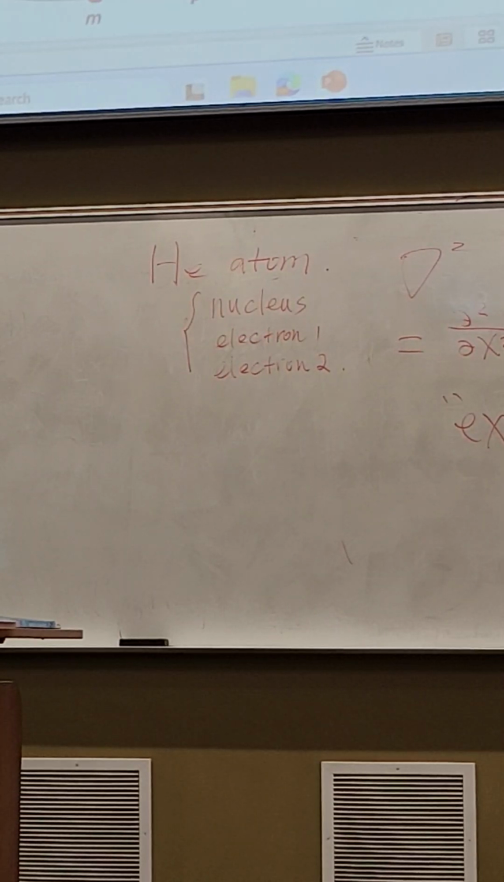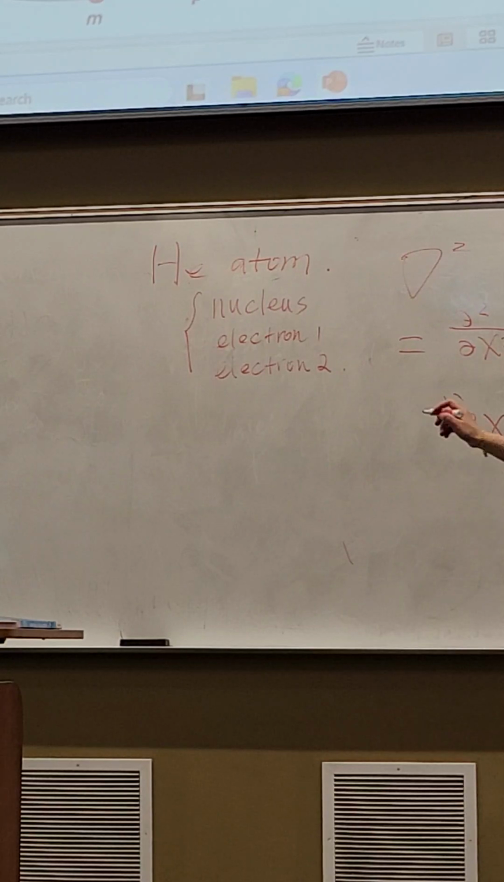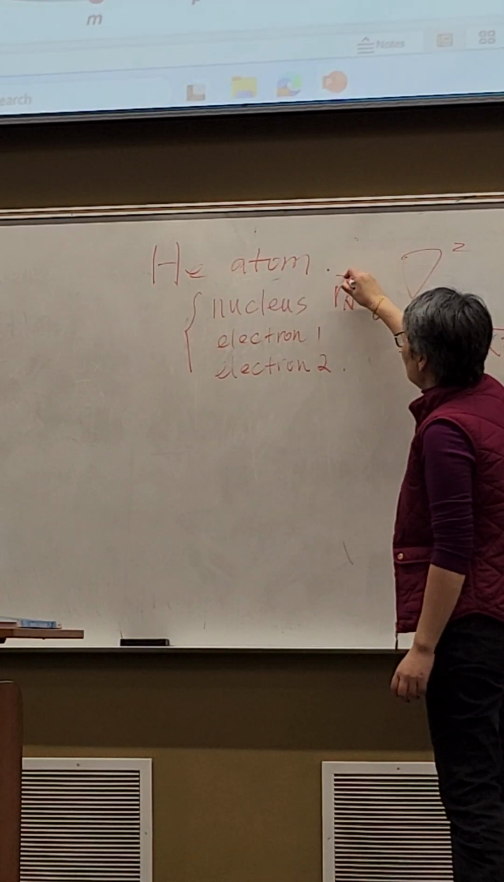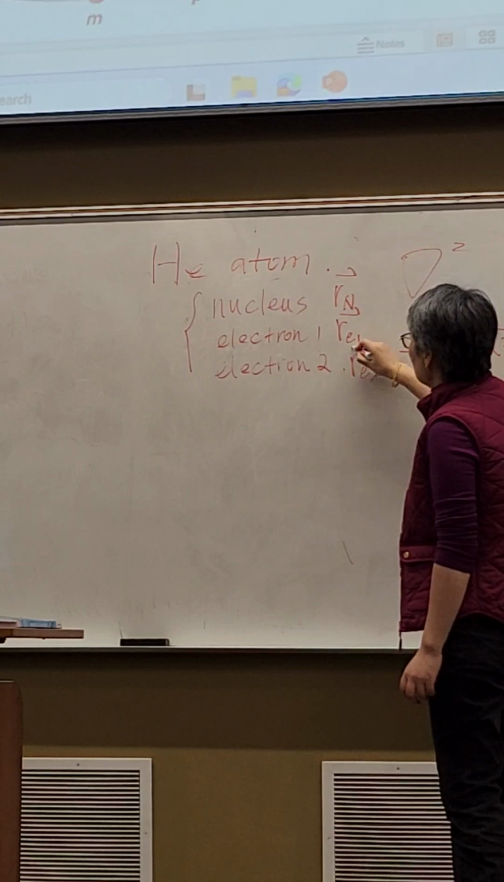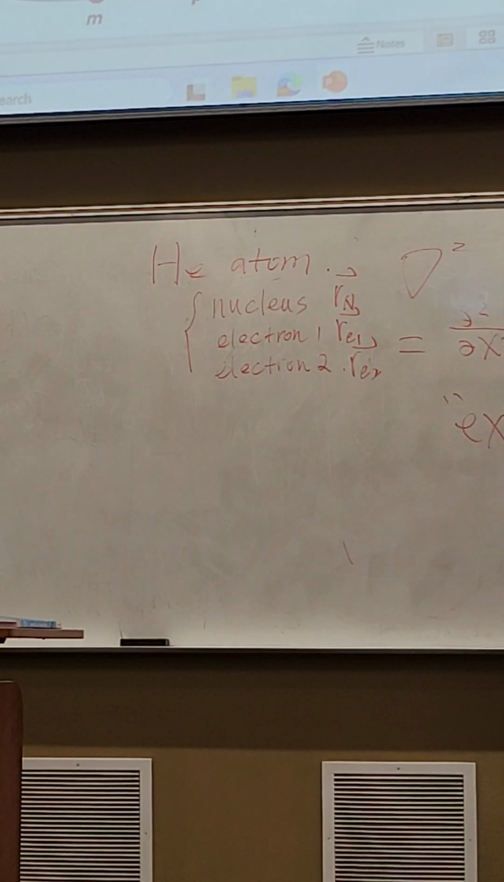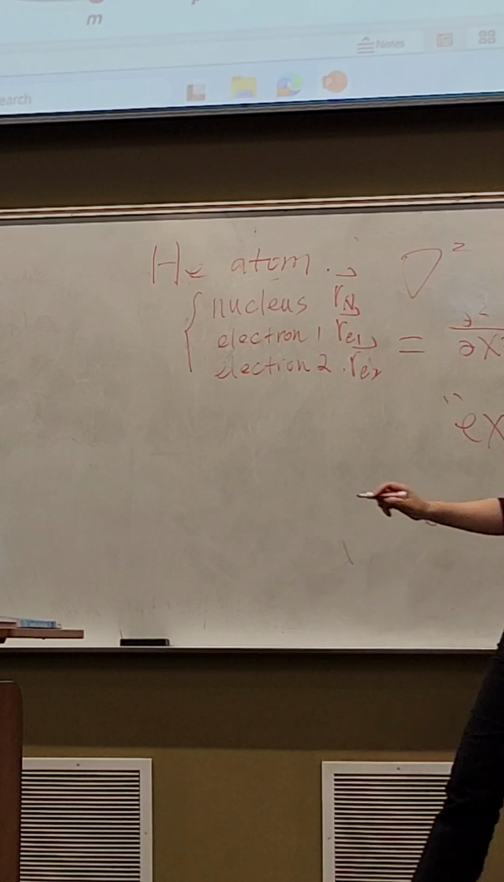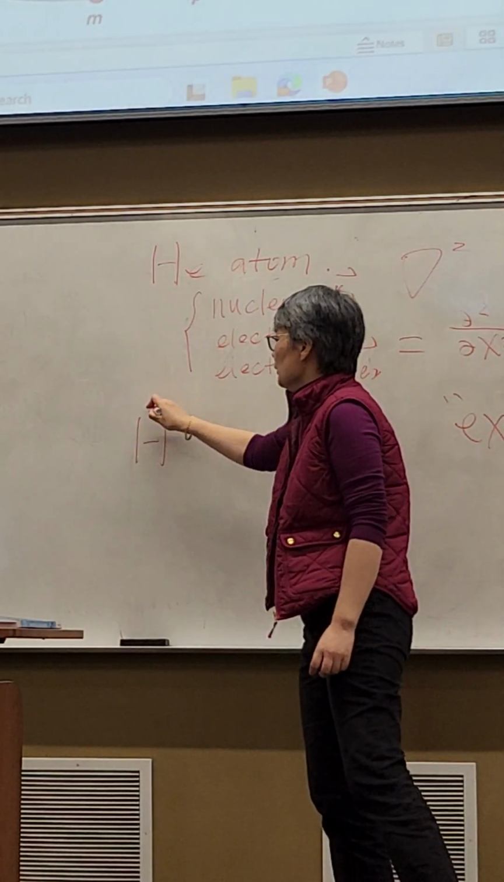So therefore, how many position operators would I have? I need to have 9 position operators. You guys agree? Because I will have the position operator for the nucleus, the position operator for electron 1, and the position operator for electron 2. Okay, now, can we come up with a Hamiltonian operator for the helium atom?